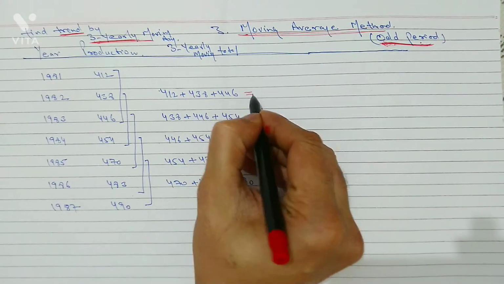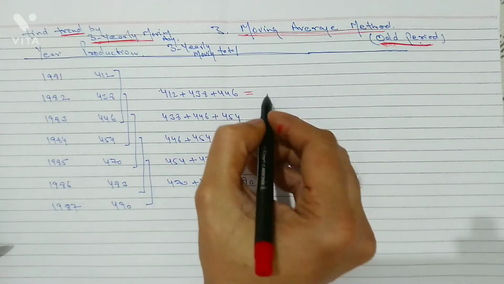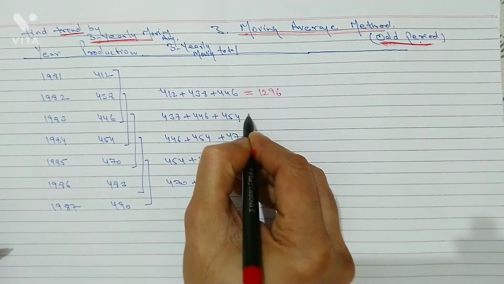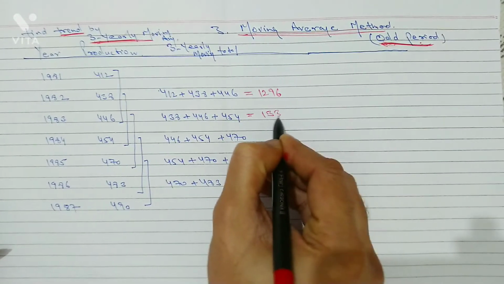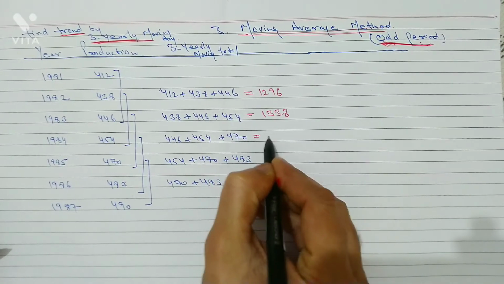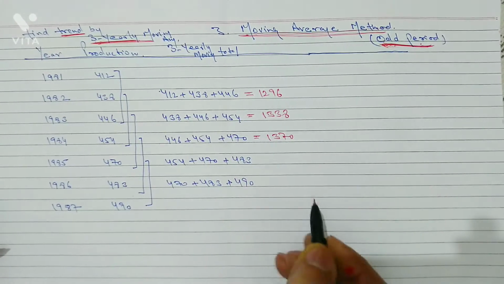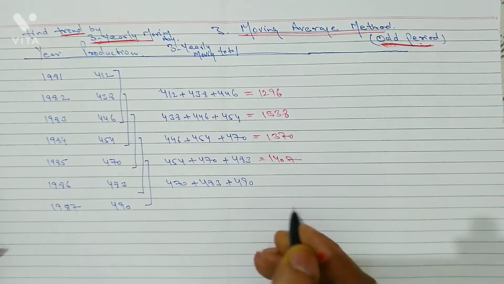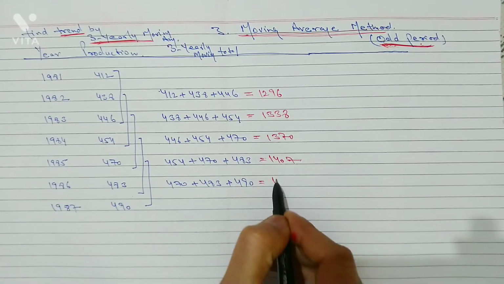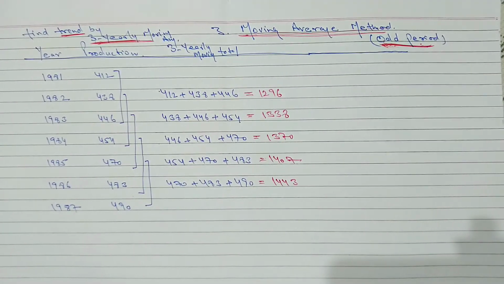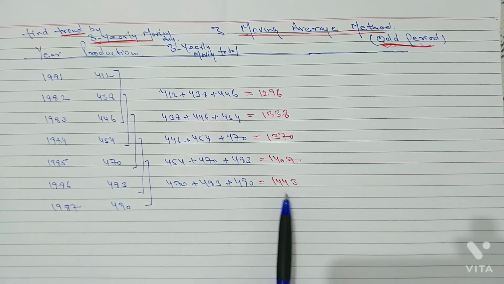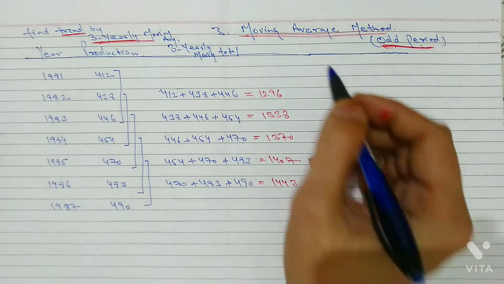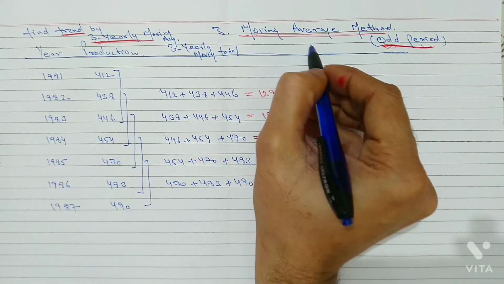Now sum is for first 1296. This is 1338. For this 1370. For this 1407. And for this 1443. These are 3 yearly moving totals. Now find average. Trend value.